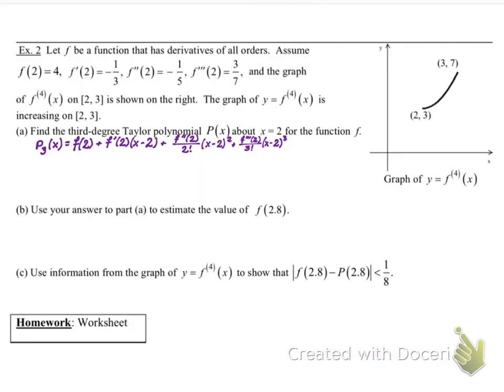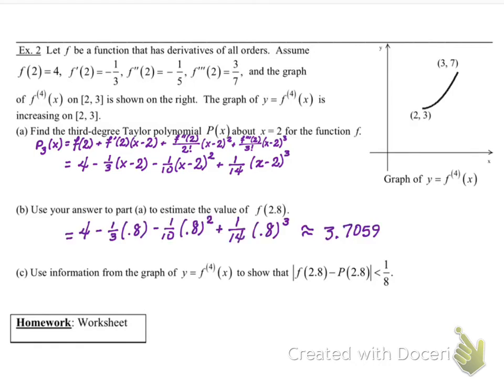Okay, we go ahead and find the third degree Taylor polynomial about x equals 2 for the function f. Once we've done that, we need to find an estimate of the value f of 2.8. Once you've estimated the value of f of 2.8, you need to go ahead and show that your remainder r sub 3 is less than 1.8, which is being referred to right here.